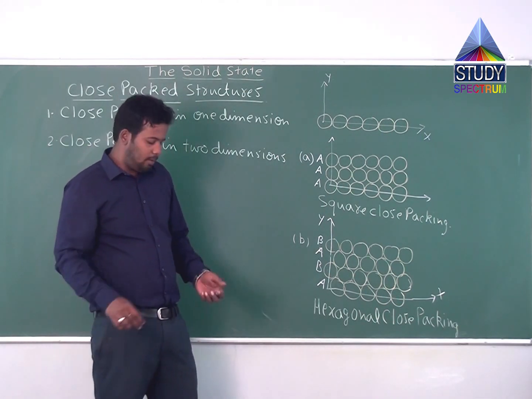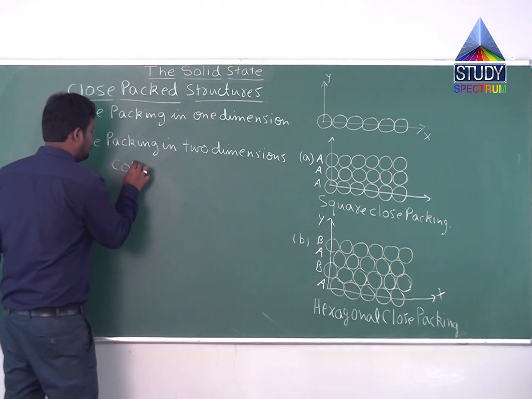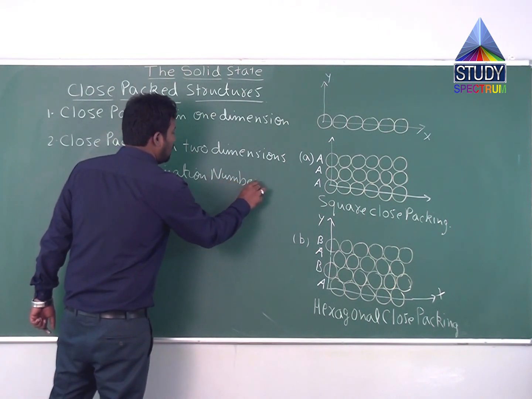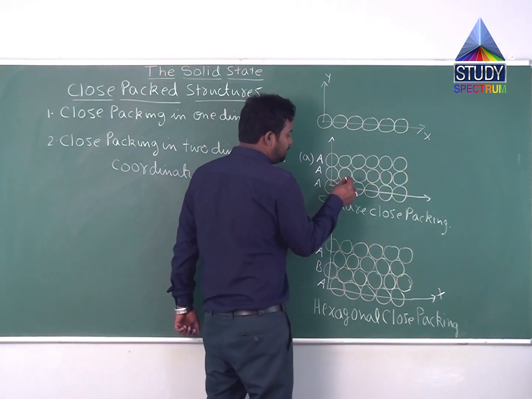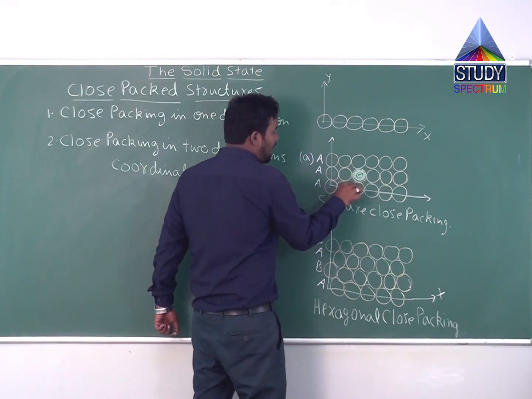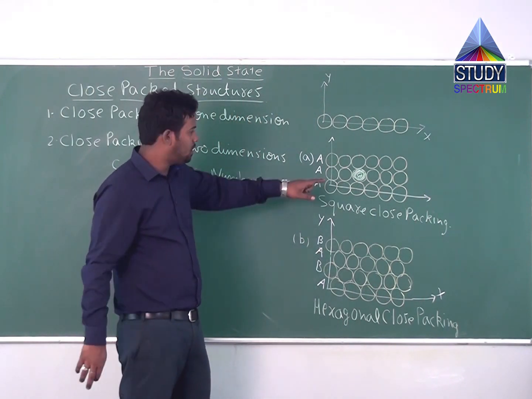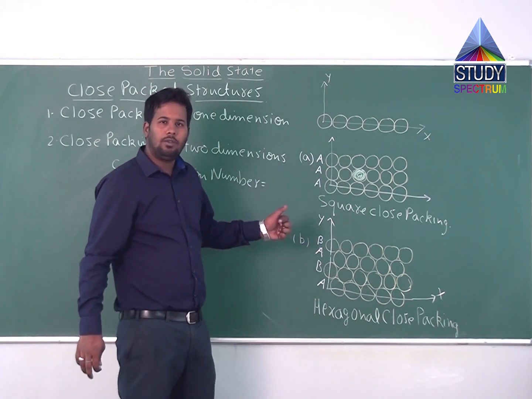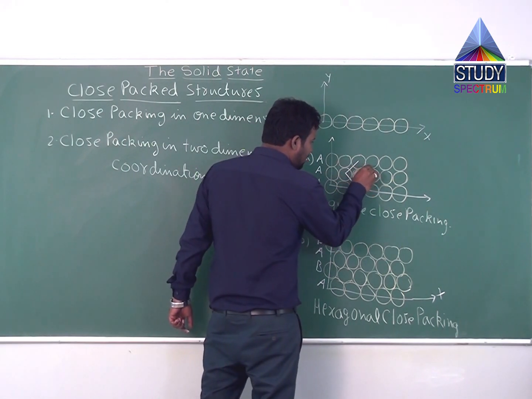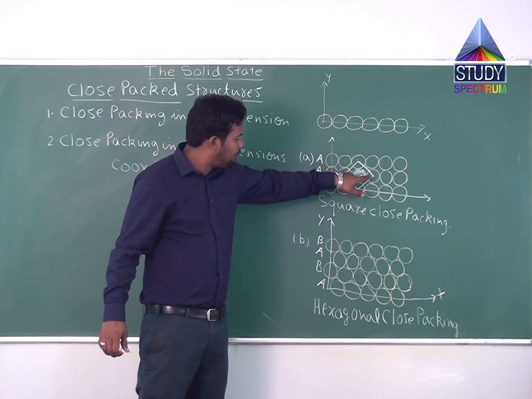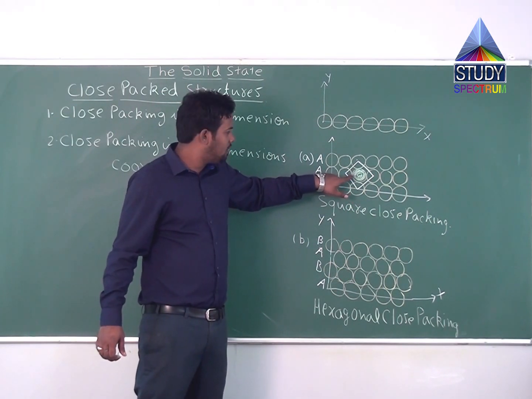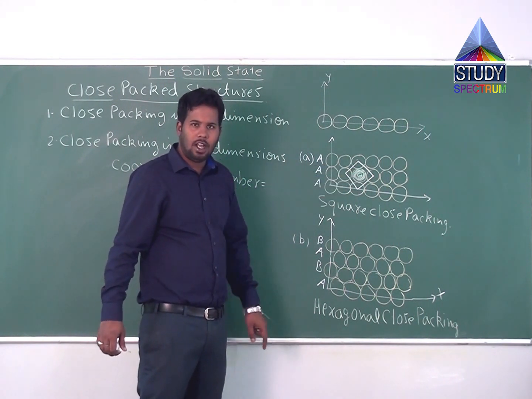Now let us talk about coordination number. Suppose I choose this sphere or this atom, and I want to see how many different spheres this particular atom is touching, or how many spheres are in contact with this particular sphere. If I choose these centers, I can say that since these are 4 corners, 4 different atoms or spheres are going to touch this particular chosen atom. Since this chosen atom touches 4 different spheres at a time, the coordination number in square close packing becomes 4.